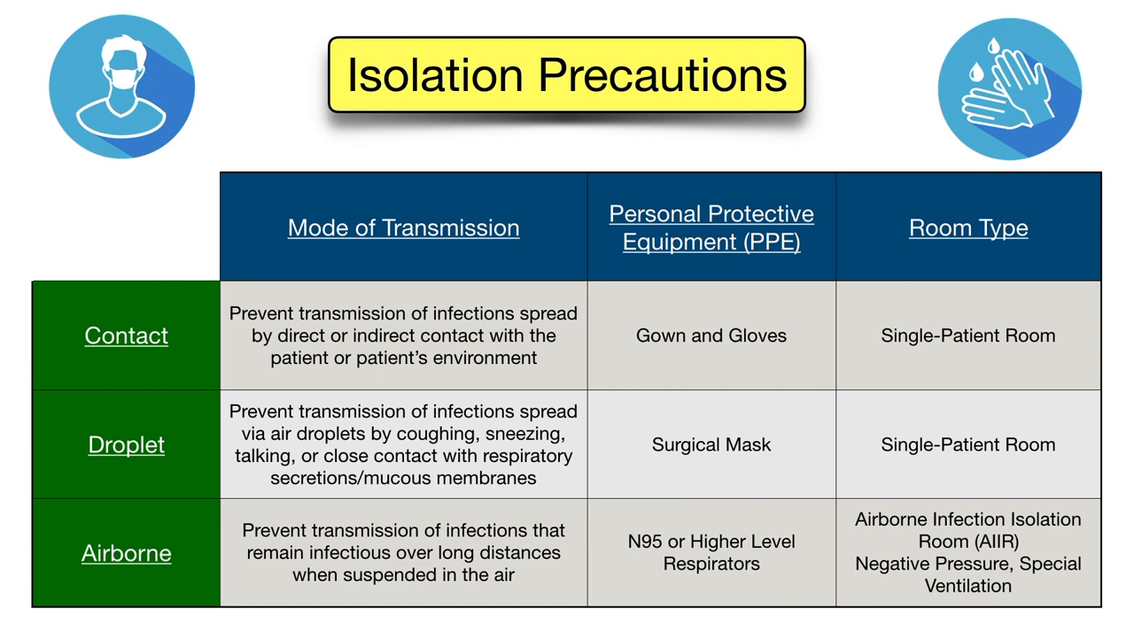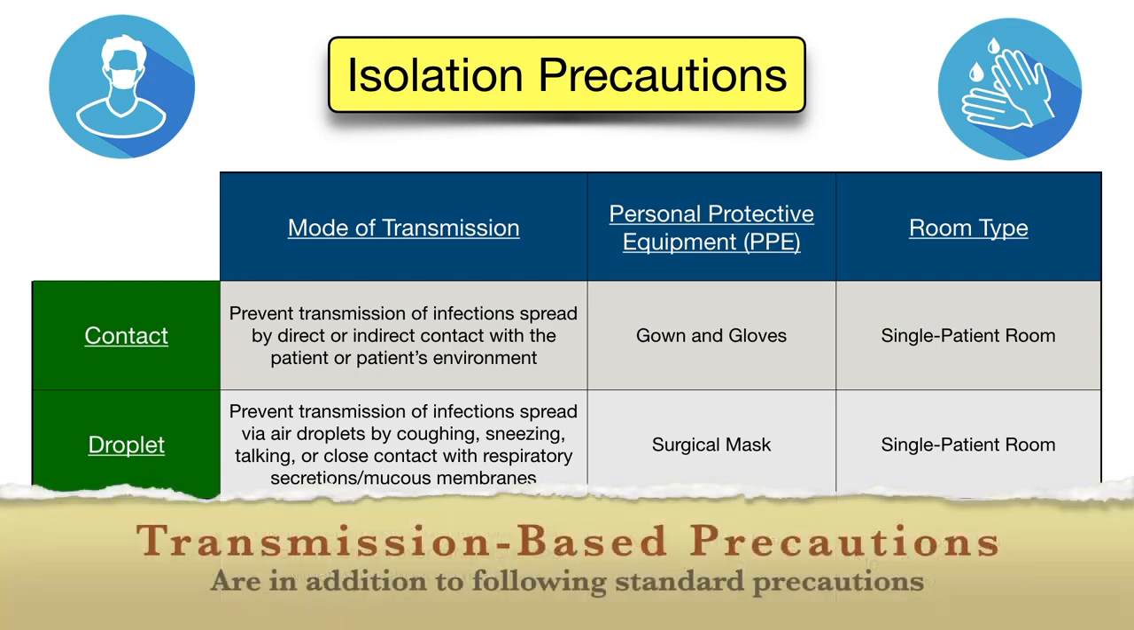Patients should be in a special room called an airborne infection isolation room. These rooms are a single patient room with special air handling and ventilation. It's a negative pressure room with 6 to 12 air exchanges every hour depending on when it was built, and air is released directly to the outside or recirculated through a special filtration system. As we mentioned before, all of these precautions are in addition to following standard precautions.